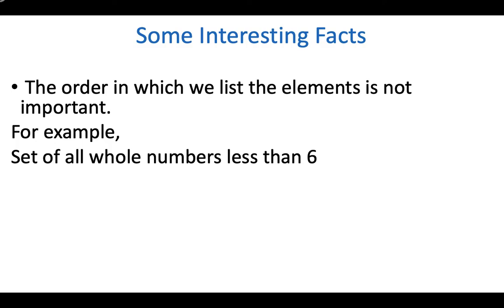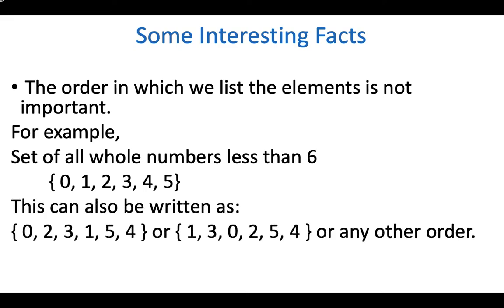Now all whole numbers less than 6 can be written as 0, 1, 2, 3, 4, 5. This is a set enclosed within curly braces and separated by commas. Now this need not be written in this particular order. You can also write it as 0, 2, 3, 1, 5, 4 or 1, 3, 0, 2, 5, 4 or in any other order of your choice. What is important is what elements you are listing down. What is not important is the order in which you write.